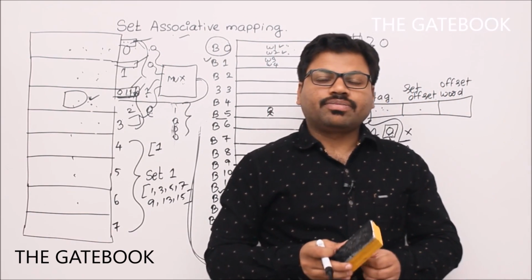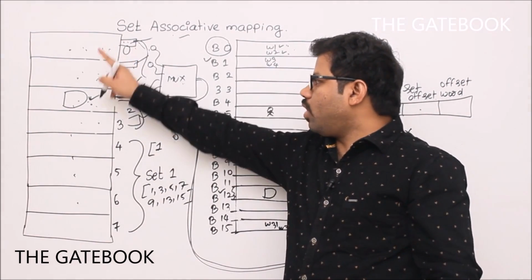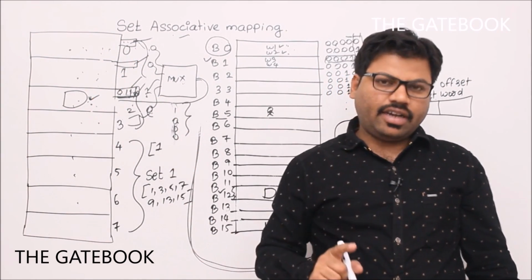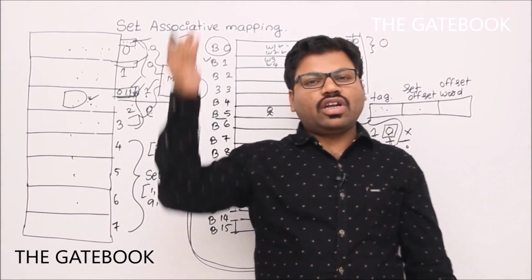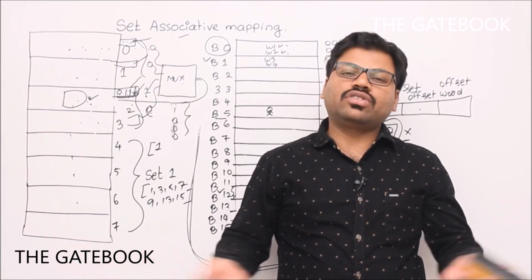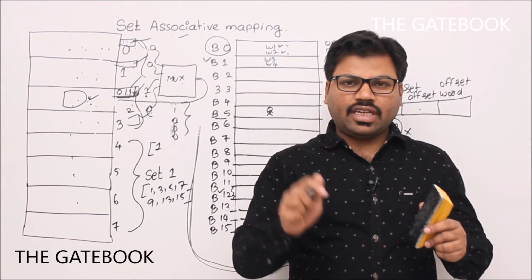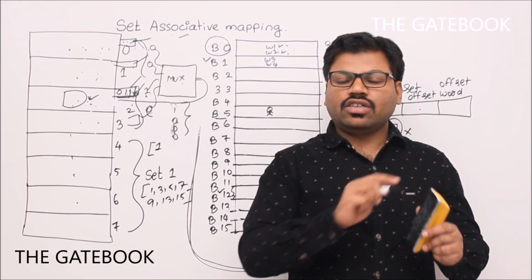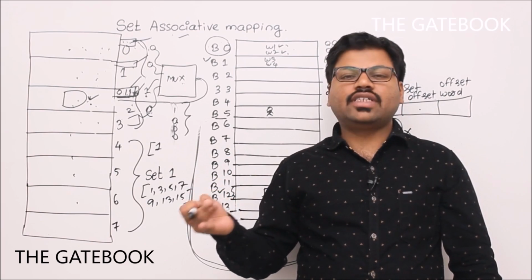Understand? The number of comparators is exactly equal to the number of blocks in the set. The number of comparators in associative mapping is the total number of cache blocks, because we have to search everything. The number of comparators required in direct mapping is only 1. So that is the difference in the number of comparators between direct, associative and set associative.